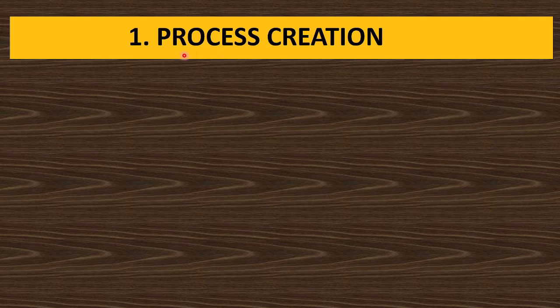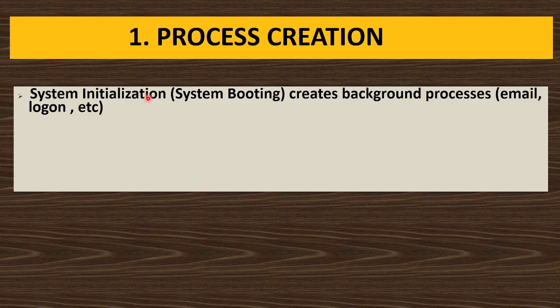Now the first operation is process creation. Here, system initialization or system booting means you are putting on the system. Suppose your system is off, you can put on the system. That is called system initialization or system booting. When you put on your system, it creates background processes like email and logon. Then a user requests to create a new process.